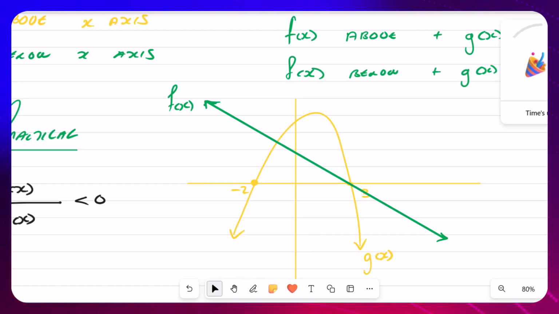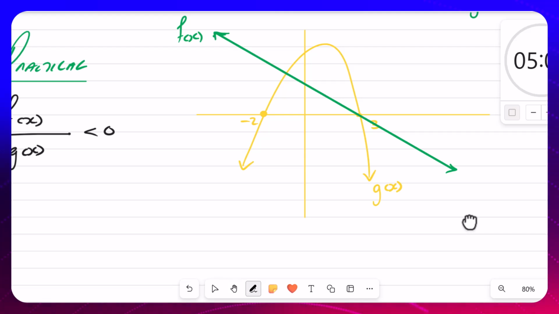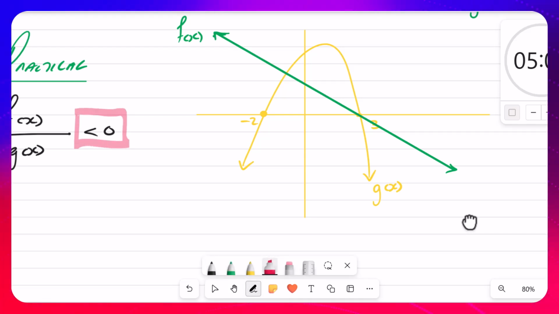Continue. So from here, we have the following. We're saying that f of x divided by g of x is going to be less than 0. So, what am I looking at? My answer here, positive or negative? It's negative. Can I please have those combinations? It's either f of x is positive and g of x is negative, or f of x is negative and g of x is positive. So we're looking for the combination where one is above and the other one is below.